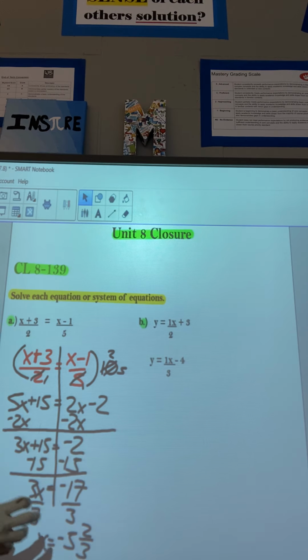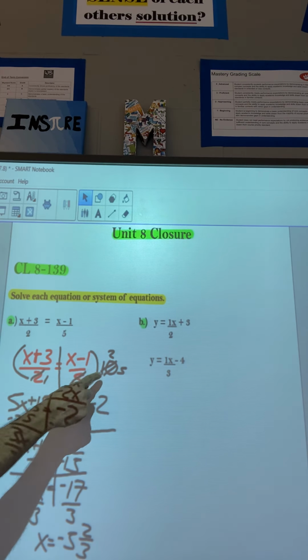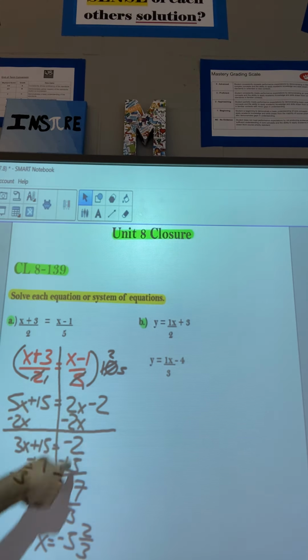And then obviously you can test it by putting it back in for the x's. We also can double check our work. Yep, I had 5 times 3, that's a 15, 2, that's a 2. We subtracted 2x, gives me a 3x. I subtracted 15. Okay, looks good. Let's move on to the system.